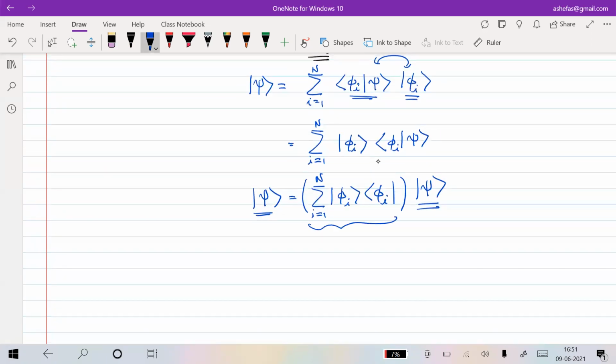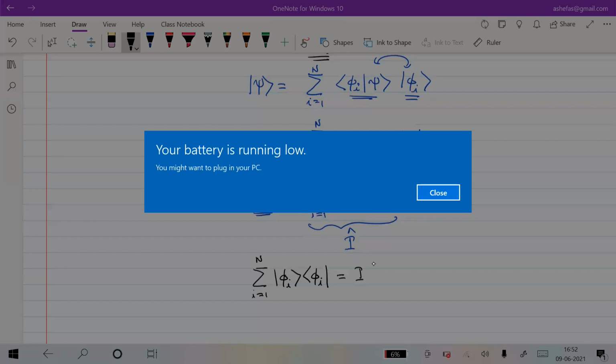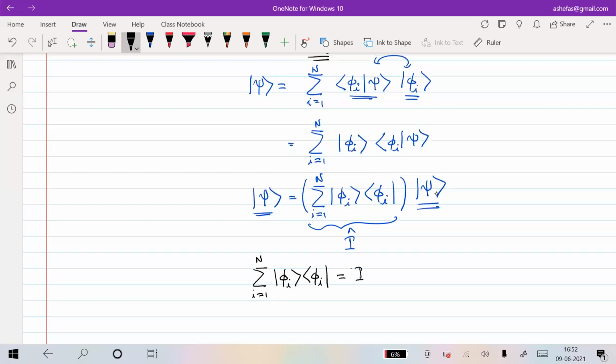Then what should be this quantity? This quantity must be equal to identity. Okay, so it's a very important thing. So sum over i equal to 1 to n, ket phi i bra phi i, must be equal to identity. So this is what is called the completeness of basis.